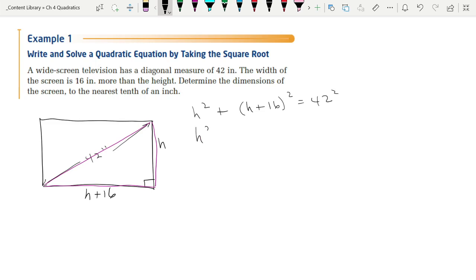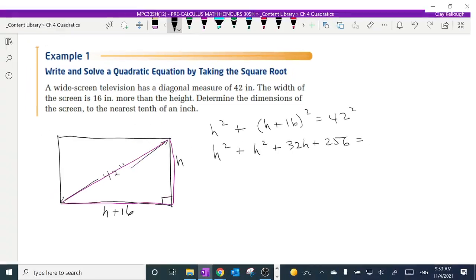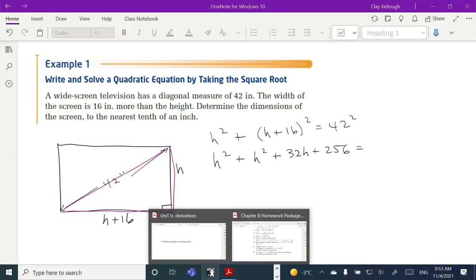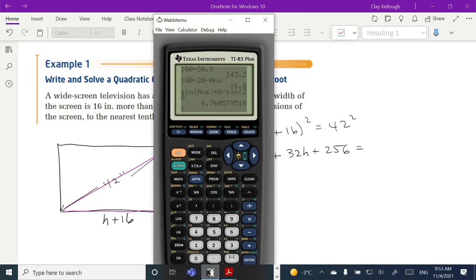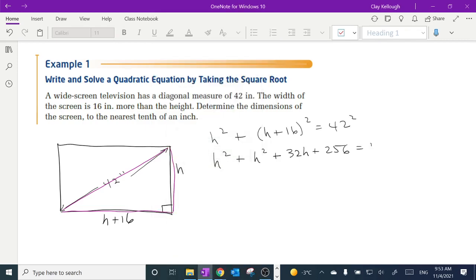That's going to be h squared plus 32h plus 256 equals, and I don't know if I know 42 squared off the top of my head, so I might just go and get my calculator out to help me here. What's 42 squared? 1764. Gotcha.